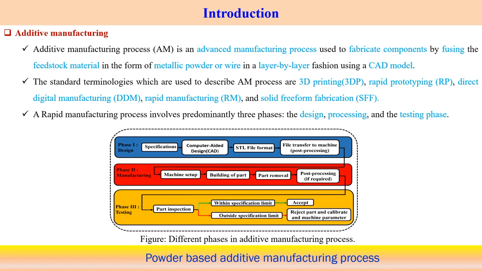Feedstock material can also be in the form of a wire, and in this case we start with the design of the component by following a CAD model. From this CAD model we can manufacture the particular component by layer by layer deposition. So this is the basic definition of the additive manufacturing process.